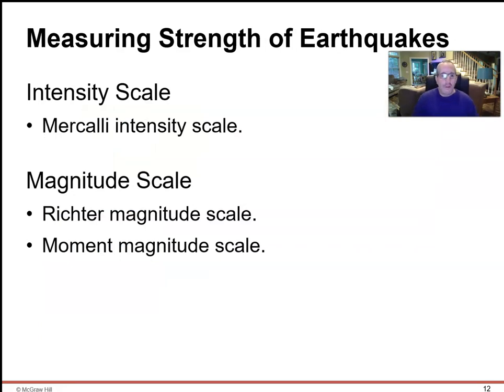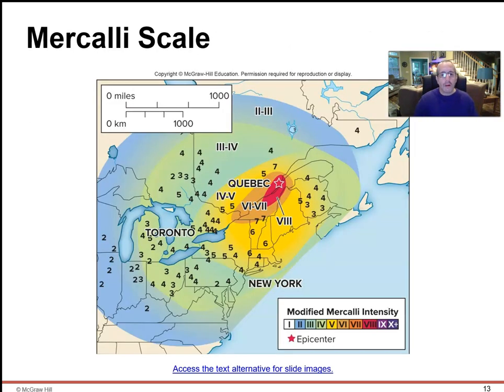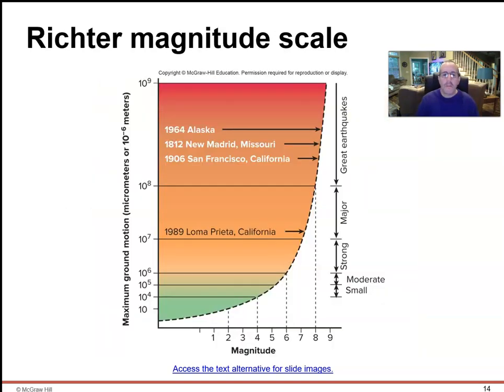We have a few different scales of measuring these. There's an intensity scale. I'm not going to go into that a lot. The magnitude scale, the Richter scale, is what we're most familiar with. That's what we always talk about. When we say an earthquake is like a 5.0, that's a Richter magnitude scale. This is a Mercalli scale. Like I said, I'm not going to focus on the Mercalli very much.